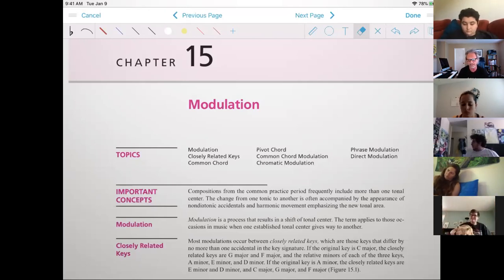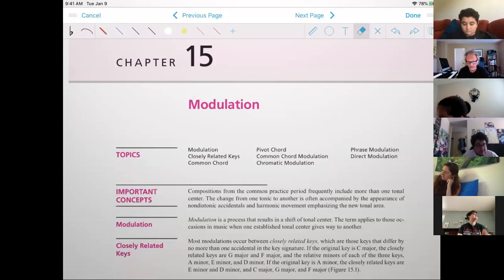But let's just say that modulation, as it is said right here, is a shift of a tonal center. It's when you move from one place to another. I'm in the key of C, and I've moved to the key of G. I'm in the key of G, and I move to the key of A minor. I'm in A minor for a while, and I come back to C. Those all would have been modulations. And you have to show how you got there and what the process was to get there.